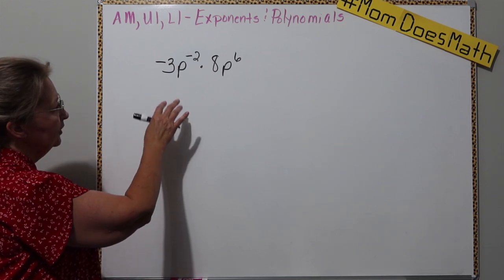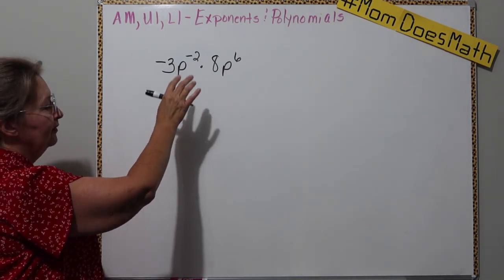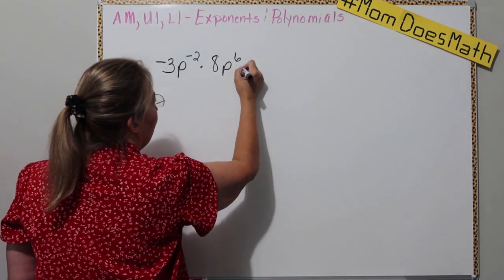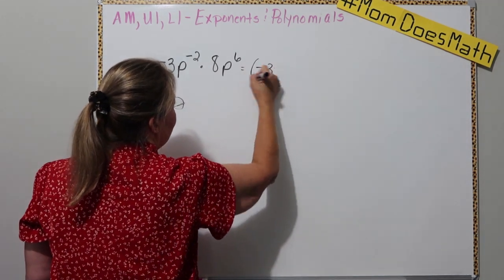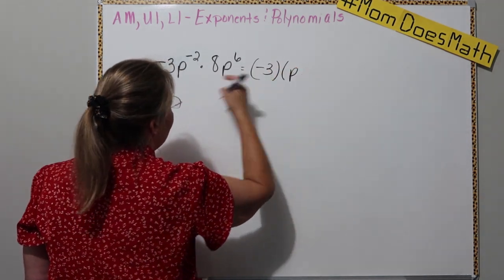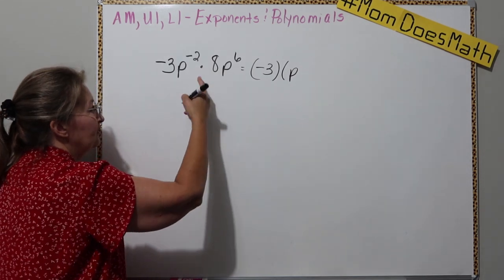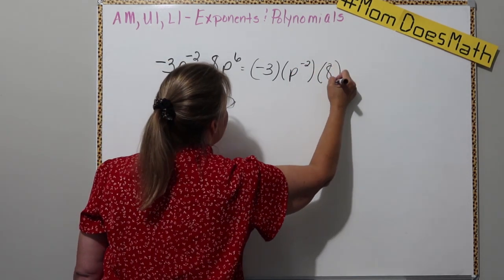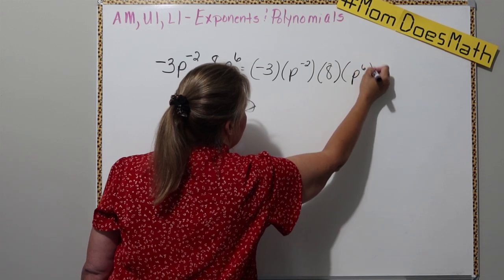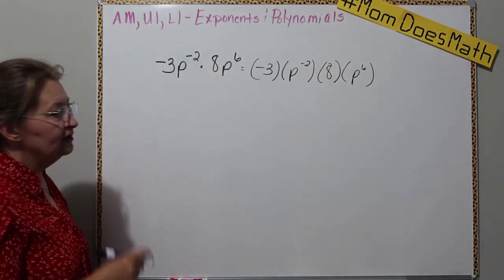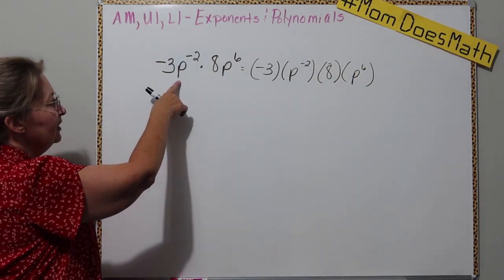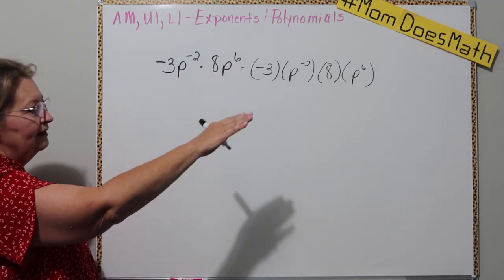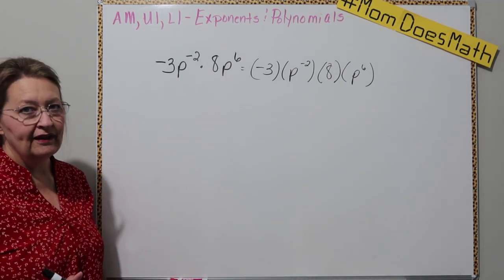We've got negative 3p to the negative 2 times 8p to the 6th. Just to clarify, and you don't have to write this out, but I want you to understand, even though the multiplication sign is in the middle here, what you actually have is just all these numbers and variables multiplied together, because 3 is multiplied times this, and 8 is multiplied times that, and nothing has priority over anything else.